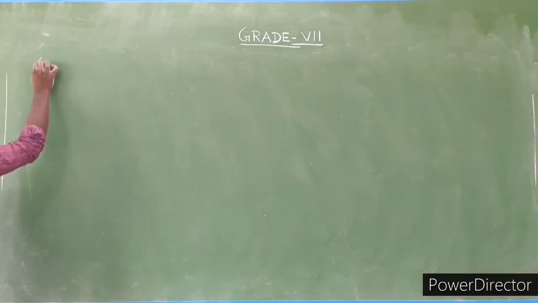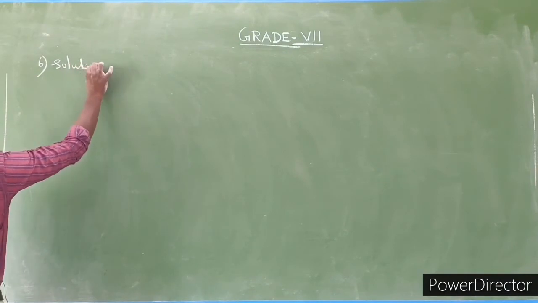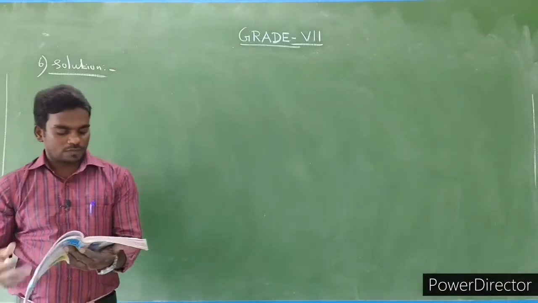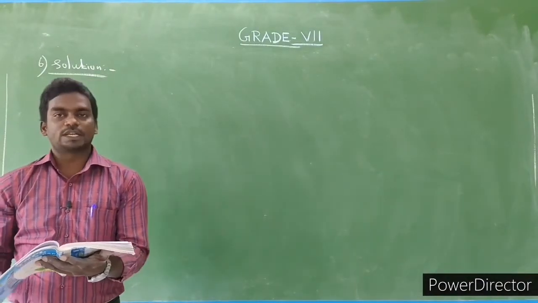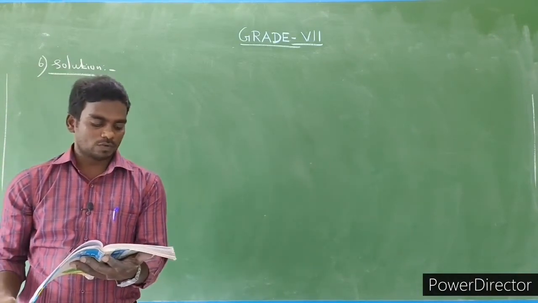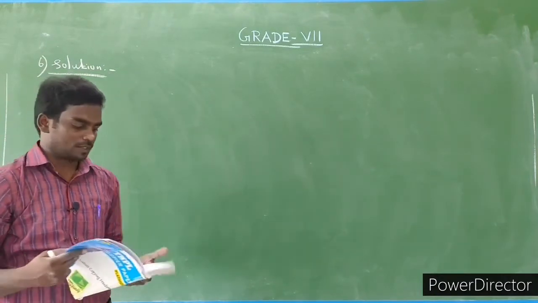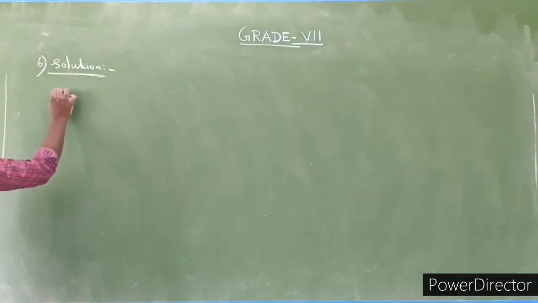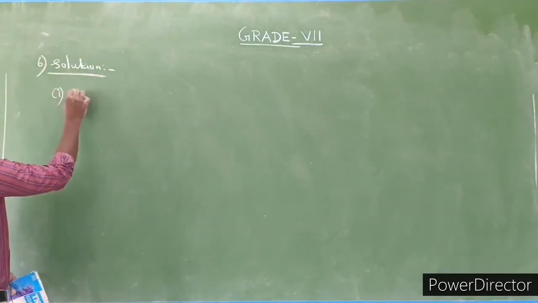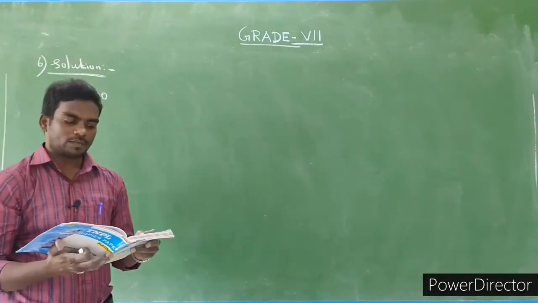Next, our sixth question. So what's our sixth one? State whether a given pair of terms is of like or unlike terms. So we want to identify whether the given terms are like terms or unlike terms. So first one, 1, 100 is given. How to identify like terms or unlike terms?